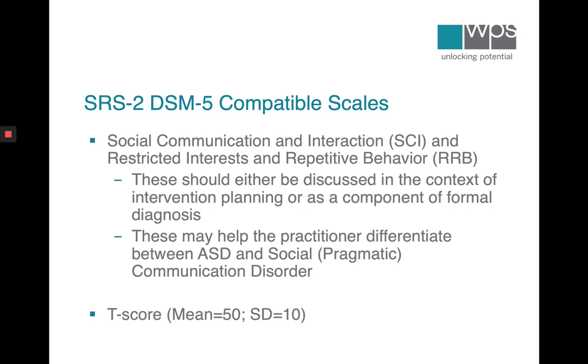Now, what's nice about the SRS-2 is it has 2 DSM-5 compatible scales, the Social Communication and Interaction Scale, and the Restricted Interest and Repetitive Behavior Scale. What's nice about the SRS-2 is it really helps practitioners differentiate between autism spectrum disorder and social or pragmatic communication disorder.